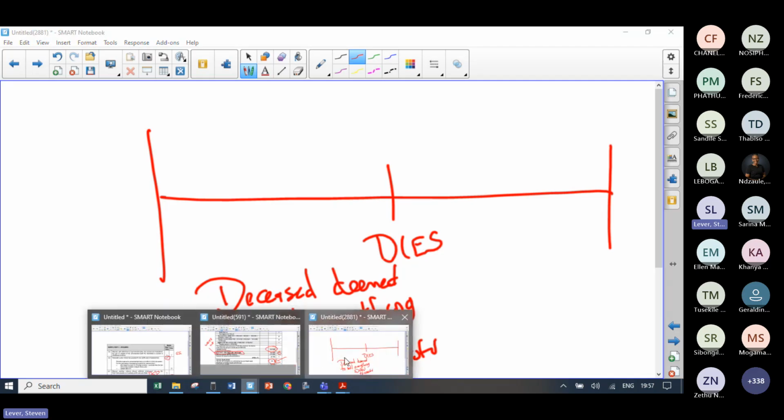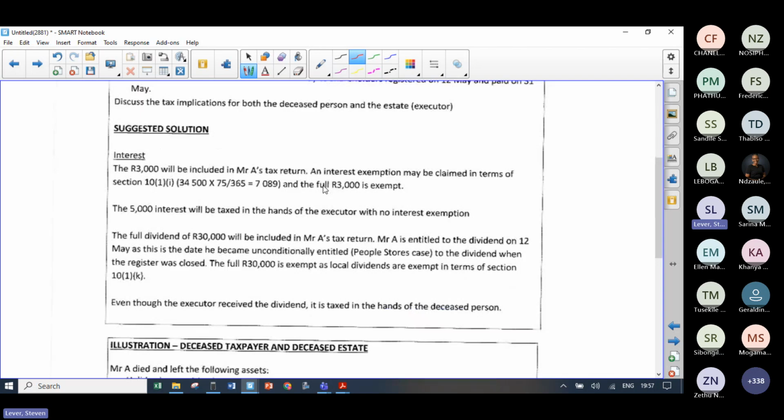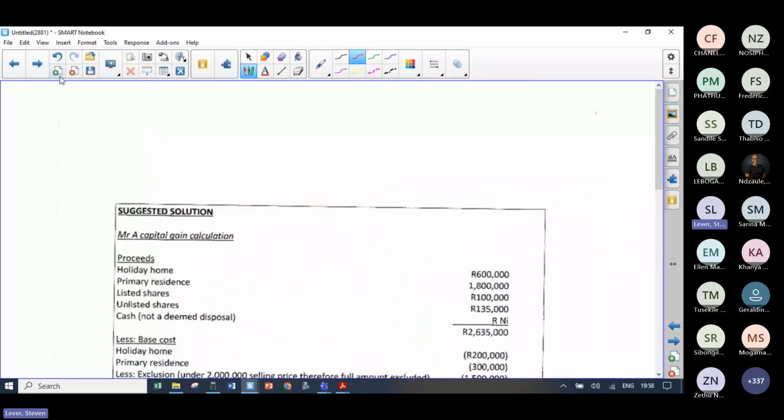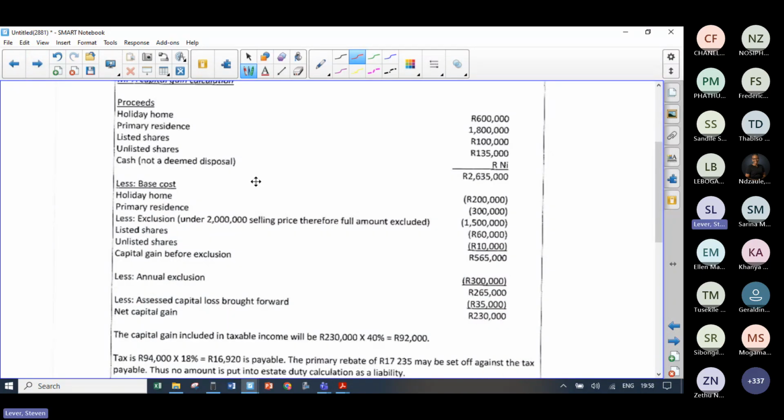So that's what this example is for. Let's just go through it. It says Mr. A died and left the following assets. A holiday home with a base cost of 200,000 that had a market value of 600,000 at the date of death. So in the solution, guys, what are you going to do? You're going to say, I'm deemed to sell it at market value on the date of death. There's my proceeds of 600, and my base cost is 200,000. Okay, so I'm deemed to sell it there.